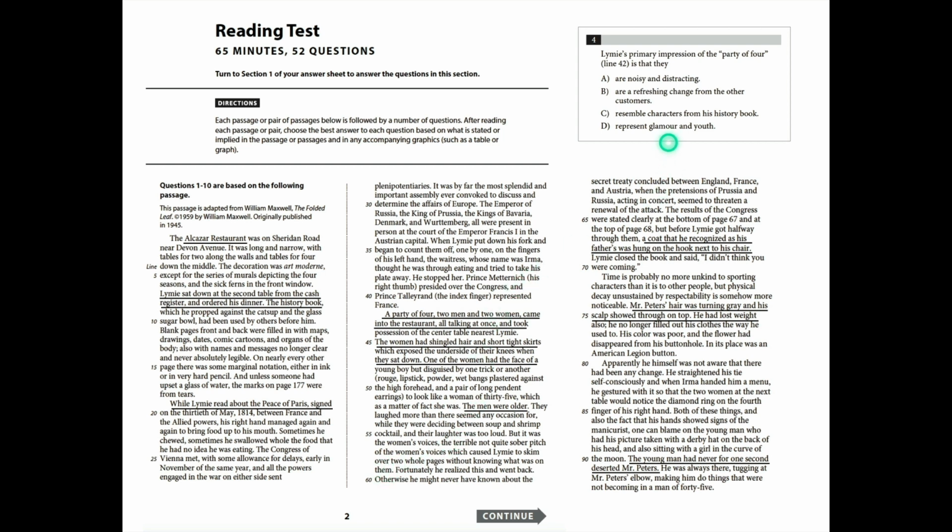So if we go back to the question, Limey's impression of the party of 4 is that they are noisy and distracting. Bingo, right here. The laughter was too loud, but it was the women's voices, the terrible, not quite sober pitch of the women's voices, which caused Limey to skim over the 2 pages without knowing what was on them. So his impression was that they are noisy and distracting, which more or less describes what's going on when these 4 characters enter the restaurant and start hooting and hollering. Okay?